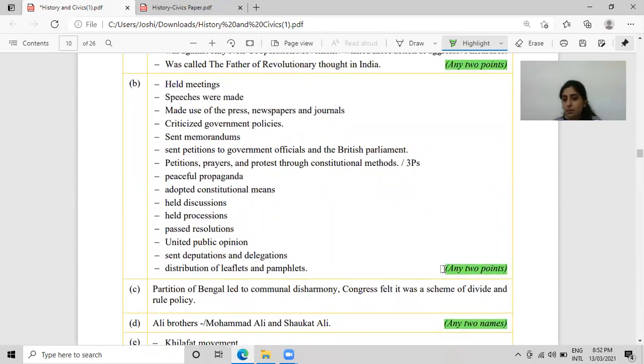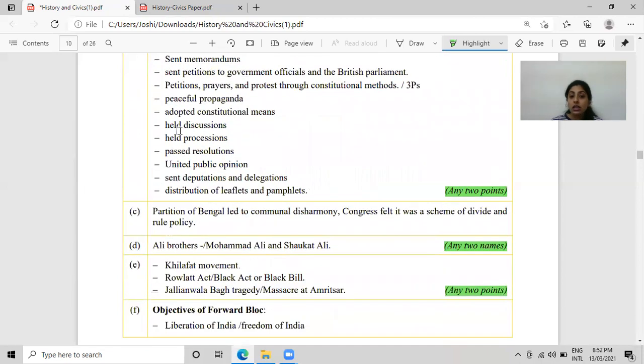Here, clearly it is mentioned any 2 points. 2 marks के लिए 2 points. So I can mention any 2 points. For example, I'll write down, they made use of the press, newspapers and journals. Point number 1. Point number 2, they criticized the government policies. 2 points mentioned, 2 marks given to this question.